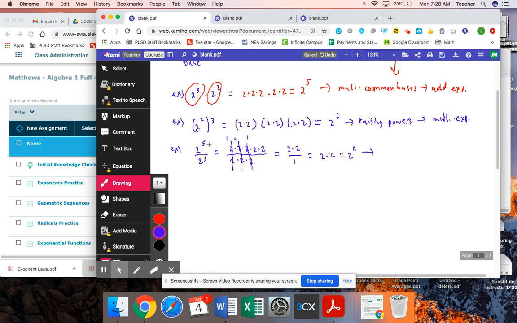And if you look at it, you have a 5 and a 3, and I ended up with a 2, right? So if I have a 5 and a 3, and I end up with a 2, you can see that I actually subtracted. So when you are dividing powers, you need to subtract the exponents.